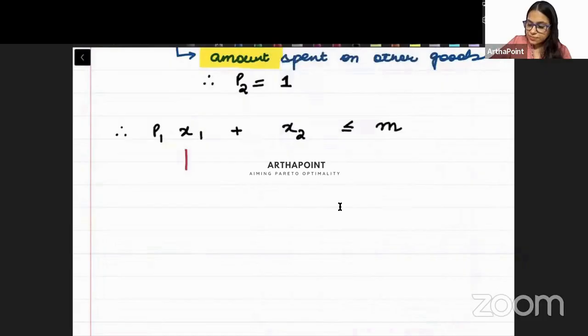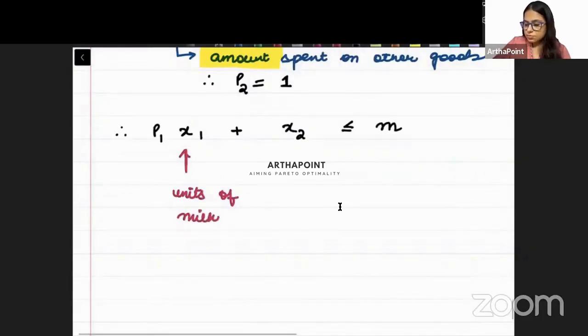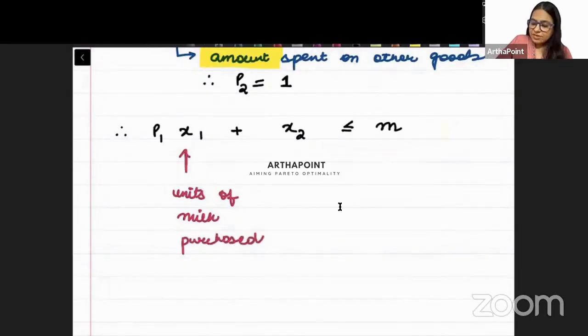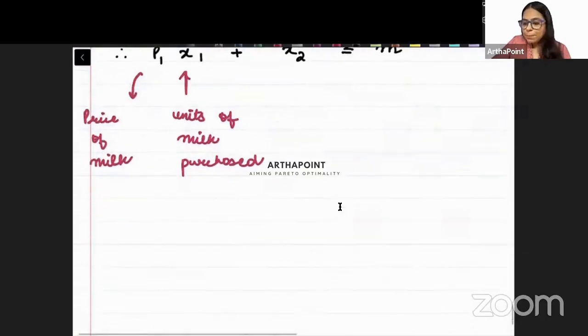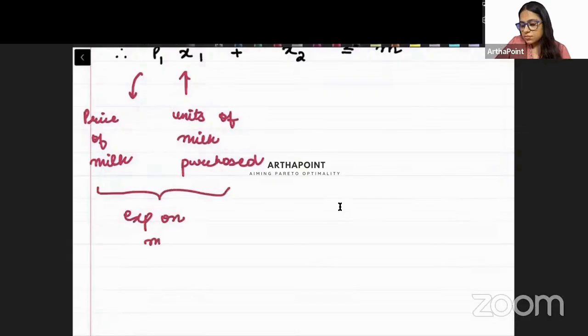X1 represents the units of milk purchased. कितना मिल्क खरीद रही हूं मैं. P1 represents the price of each unit of milk. So P1 into X1 is my expenditure on milk. कितना खर्चा मैं मिल्क पे कर रही हूं. P1 X1 is my expenditure on milk.